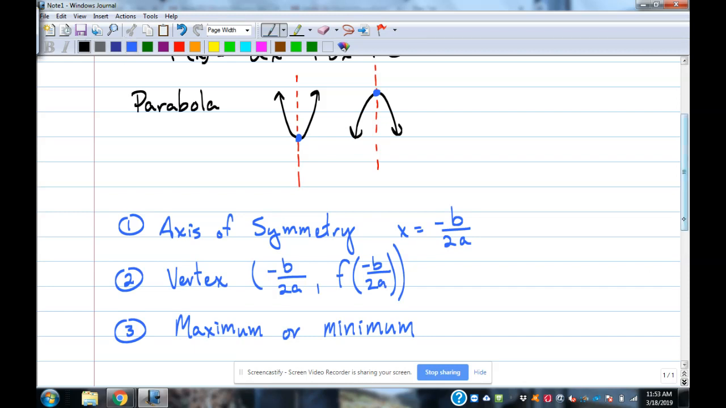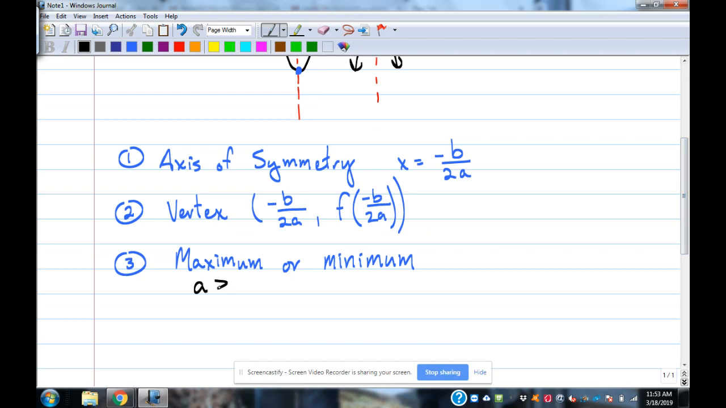If A is less than zero, it's going to be a maximum. Less than zero is what kind of number? It's negative. If A, the number in front of x squared, is negative, you're going to have a maximum.